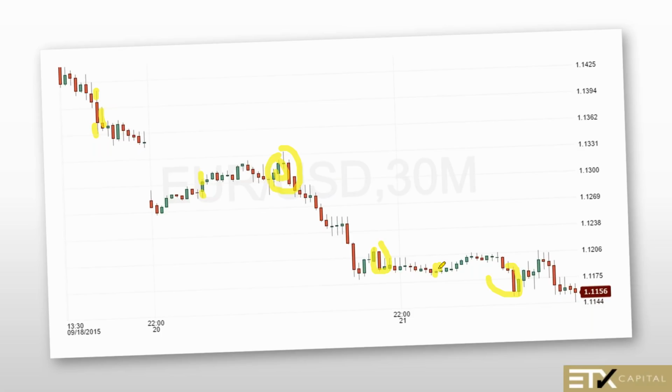Then we have the patterns that they make, which goes from three white soldiers to three black crows, to bearish engulfing, to bullish engulfing, to Hammurabi. I mean, you have to understand what these candles are trying to tell you. Once you do, then it makes a very good charting system and a very good trading system.